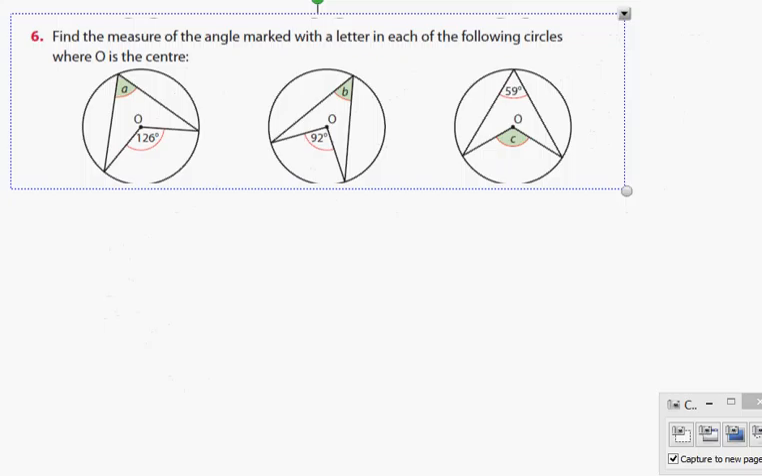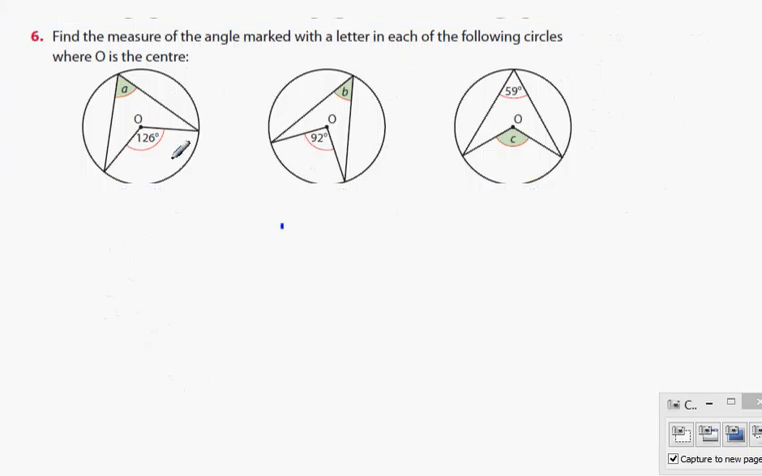Next one. Star Trek sign. A is what? Half of the big angle, which makes it. B is half of 92, which makes it. C is half of twice 59, 118. Not too bad. It's a rule, okay? Next one.